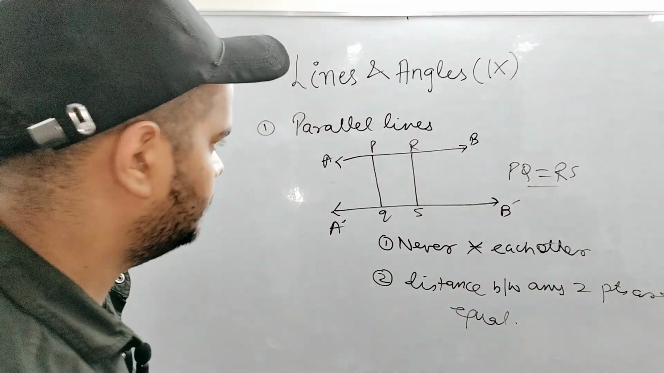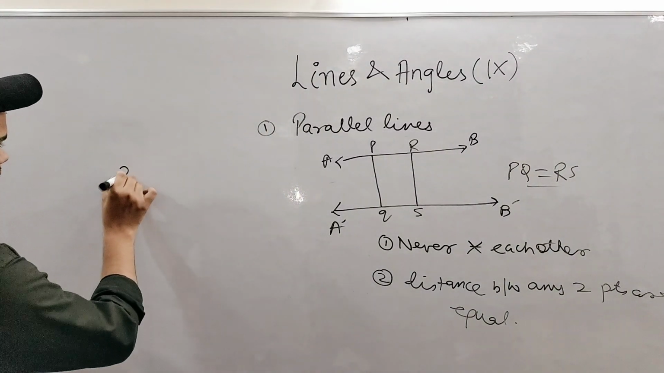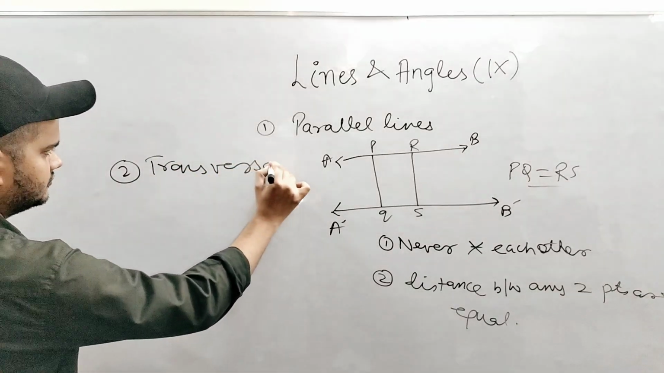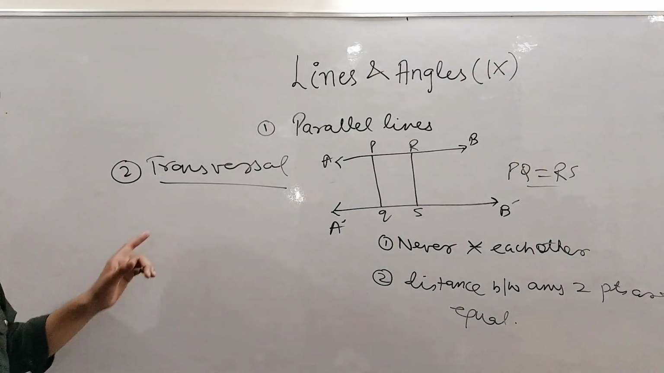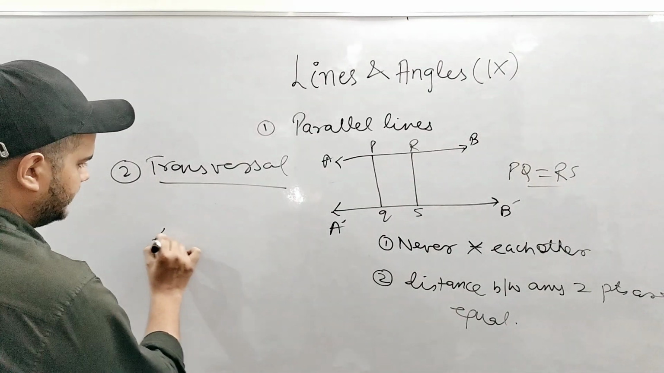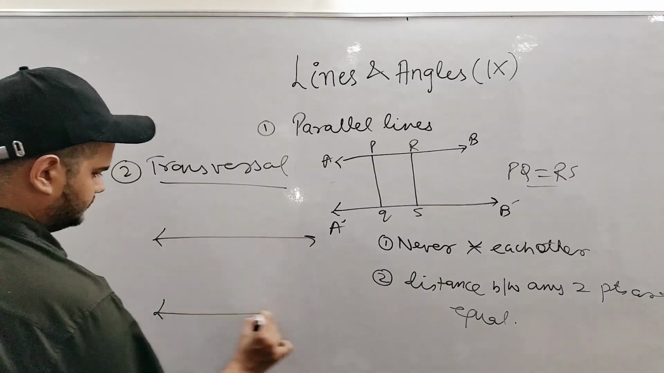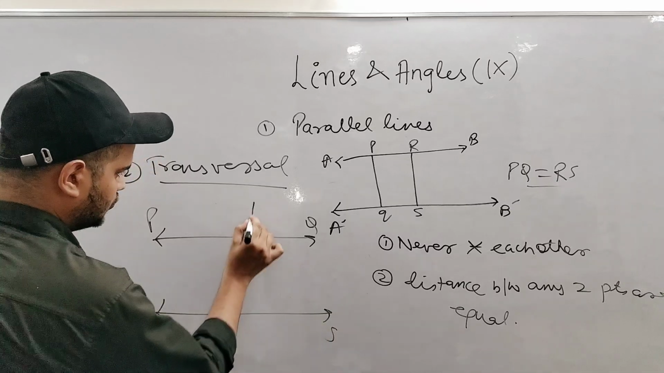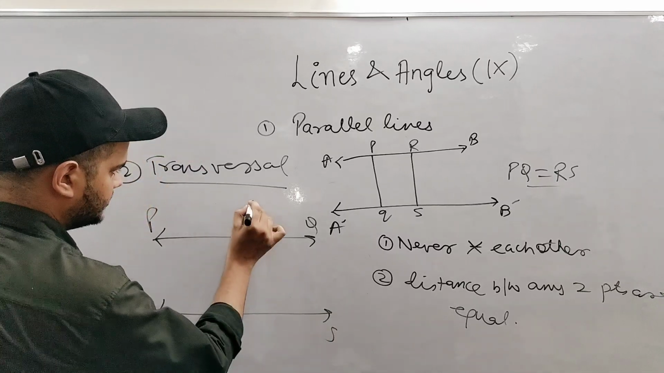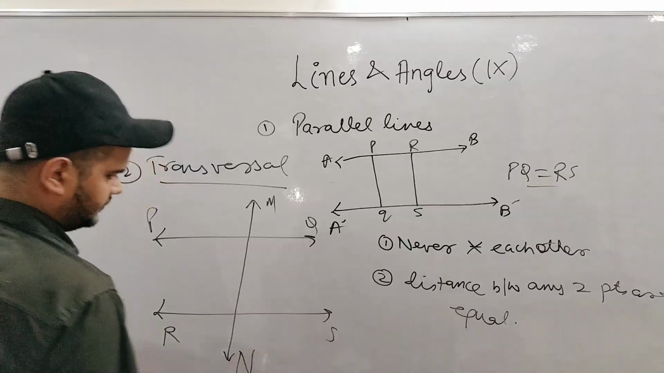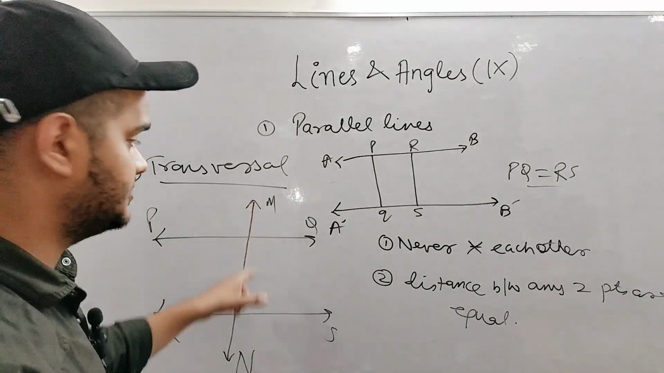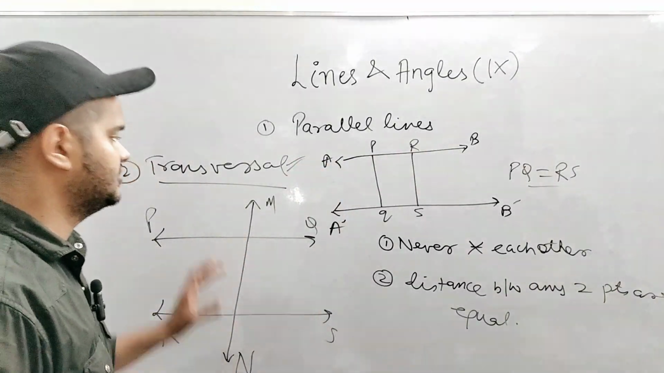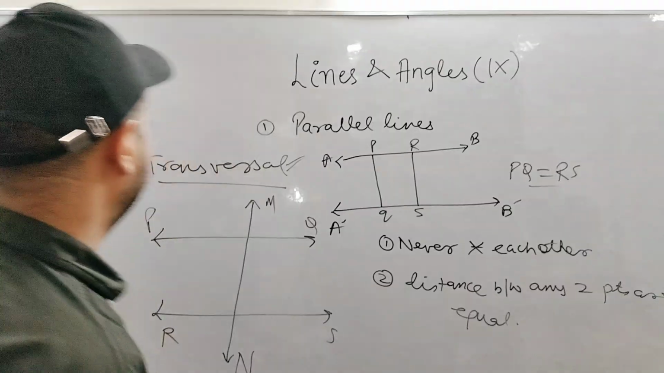Okay. Now, second is transversal. What is it? Transversal? A line, ये एक ऐसा लाइन होता है जो पैरेलल लाइन को इंटरसेक्ट करता है. A line which intersects a parallel line is known as transversal. Okay, note it down.